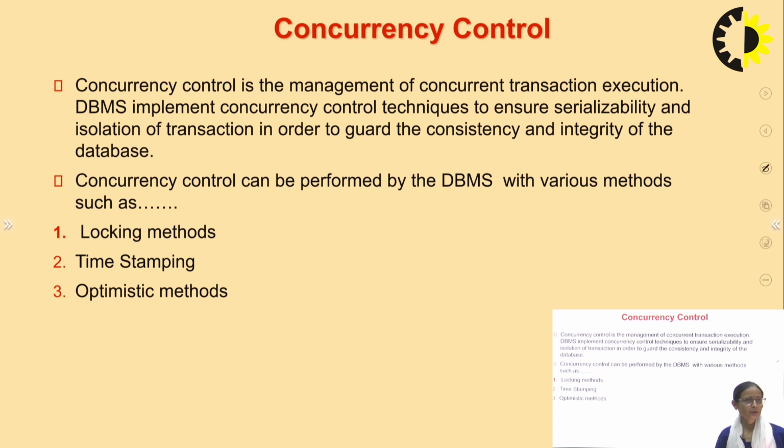Concurrency control can be performed by the DBMS with various methods. We have several methods, out of which currently we are going to discuss the locking method, the time stamping method, and the other is the optimistic method, which we are going to discuss in another lecture. But in optimistic methods, we have multiple granularity schemes, multi-version schemes, and so on.